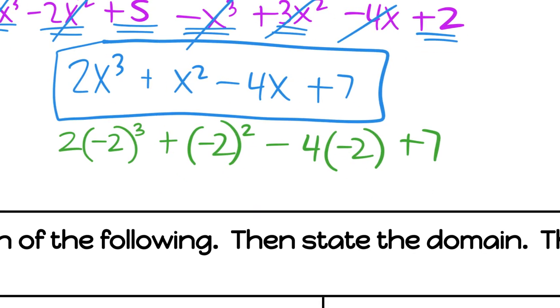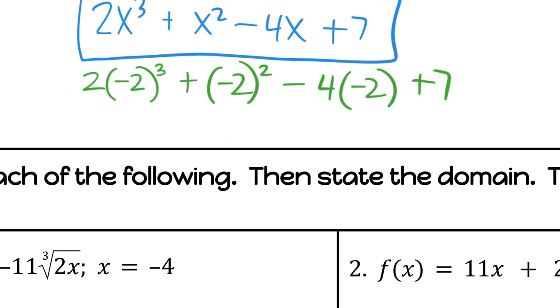Now, if you have a calculator, you could just type all that in your calculator if you'd like. I'm just going to do it mental math, though, because sometimes we have no calculator pages on our assessments. So I'm just going to do it the long way. We have 2 times negative 8 plus positive 4 plus 8 plus 7.